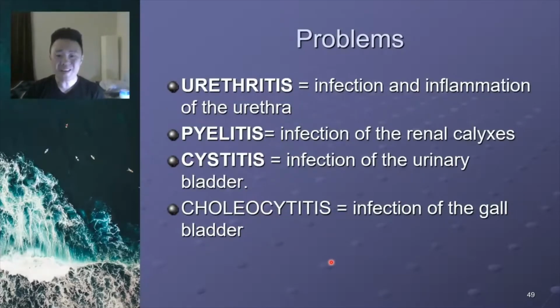Now, urethritis is the infection and inflammation of the urethra. Pyelitis is the infection of the renal calyces. Cystitis is the infection of the urinary bladder. And cholecystitis is the infection of the gallbladder. Okay, so these are different. Cystitis is talking about an infection of the urinary bladder.